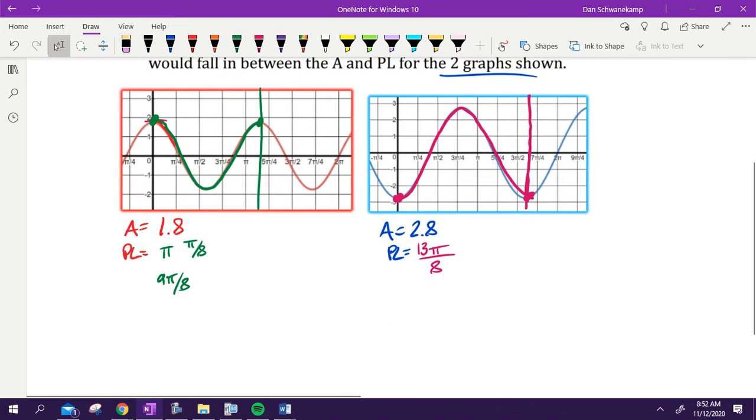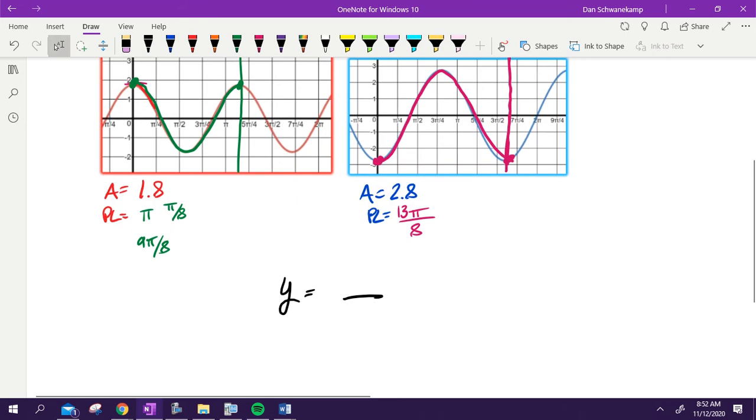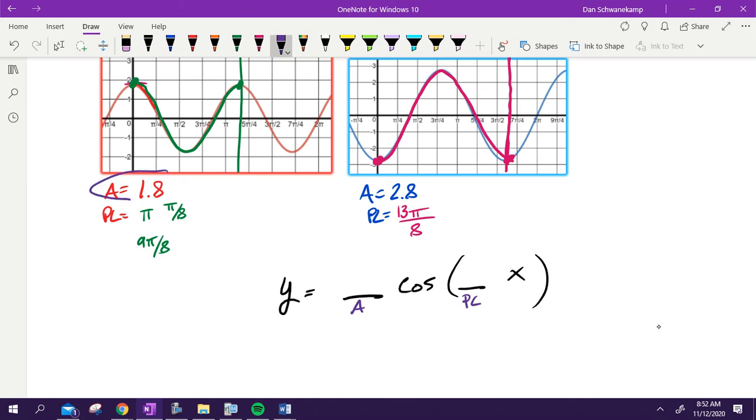All right, so we've got that set up. Now we are going to write an equation. So our equation is going to be y is equal to something. They did ask us to do cosine. So something cosine of something x. This is how I change my amplitude. This is how I change my period length. What number would be a great number to go in front? 2, because 2 falls in between 1.8 and 2.8. Yep, we're good.